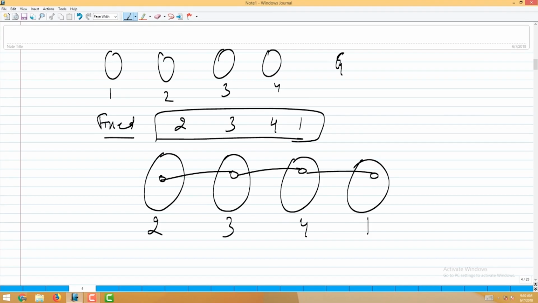Can you find such a path in this graph now? I've given you this graph. I've given you the set of vertices colored 2, the set of vertices colored 3, the set of vertices colored 4, and the set of vertices colored 1. And I'm asking you, is there a path whose first vertex is from 2, second vertex is from 3, third vertex is from 4, and the last vertex is from 1?